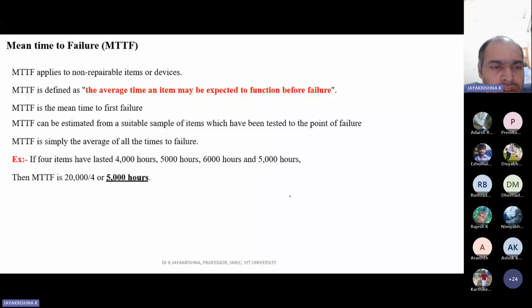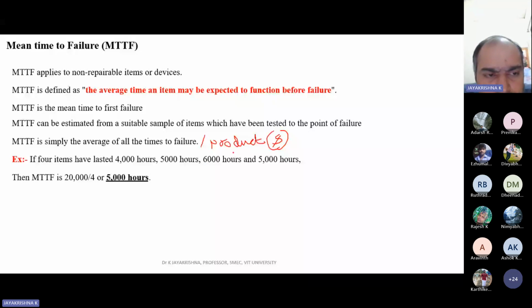Okay, so say for example, of all failures of products, that is very important, because I'm using the word products. Why? Because in MTTF, the failure can happen only once. Say for example, I'm buying four CFL bulbs. First bulb lasted for 4,000 hours. Second bulb lasted for 5,000 hours. Third bulb lasted for only 6,000 hours. Fourth bulb lasted only for 5,000 hours. So now, how should I calculate MTTF?